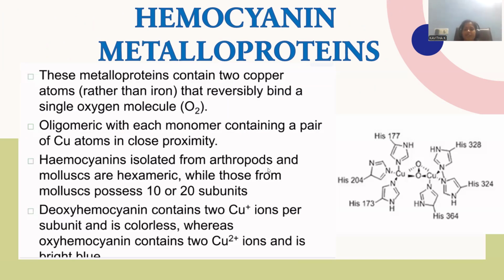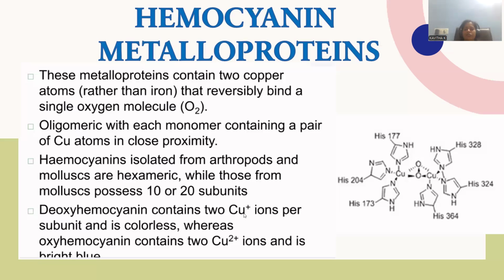Hemocyanins are isolated from arthropods and molluscans and are hexameric in nature, while some from molluscans have 10 to 20 subunits, right? So in one organism you are experimenting with, the hemocyanin exists in a hexameric form, 6 units polymerized, right? Whereas in other species, arthropods and molluscans are hexameric in nature, and some other molluscans may possess 10 to 20 units also. Instead of 6, the number may exceed that and reach up to 10 to 20 units, so hemocyanin is oligomeric in nature.